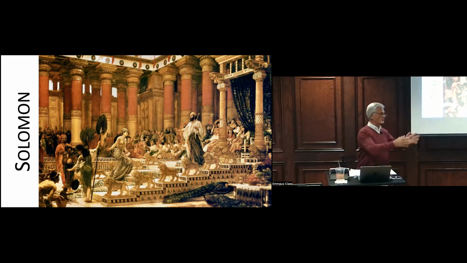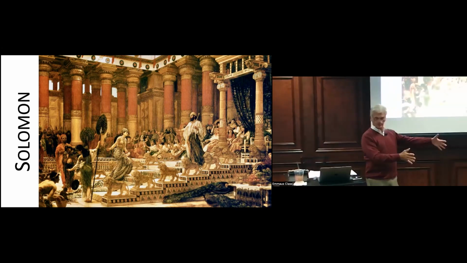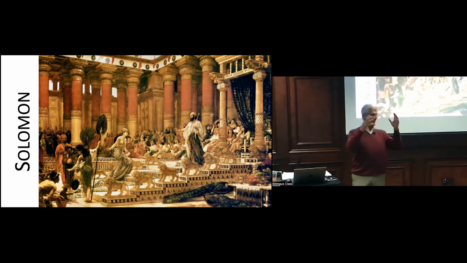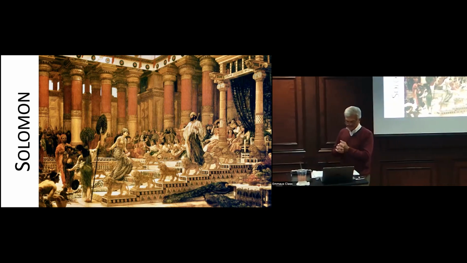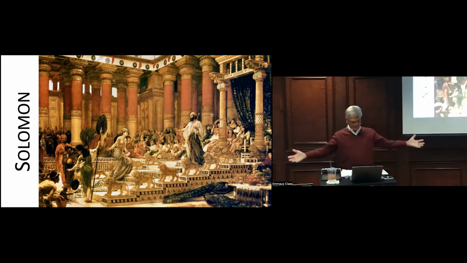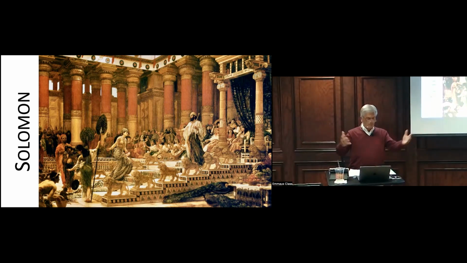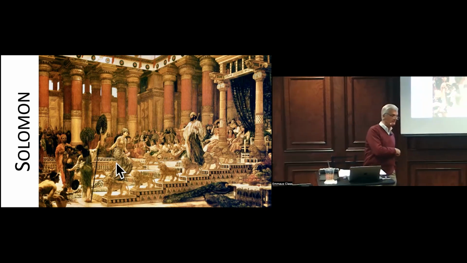Now, fast forward 20 years later. It took him about 20 years to build the palace of the forest of Lebanon, which was his palace, and the temple to the Lord, which was the great temple of Solomon. And at the end of 20 years, he's there dedicating the temple, and the Lord appears to him a second time. And the second time, he gives him the same promise, but the emphasis is a little bit different.